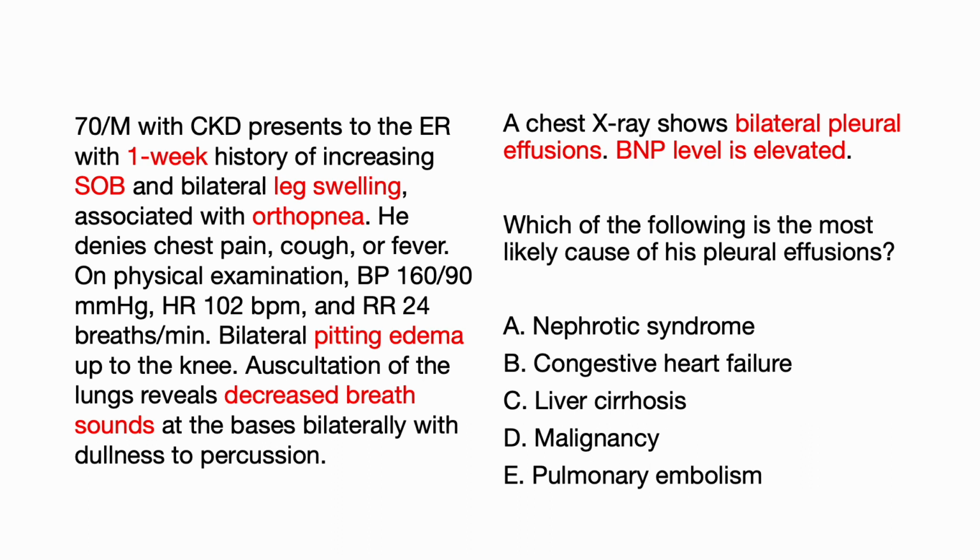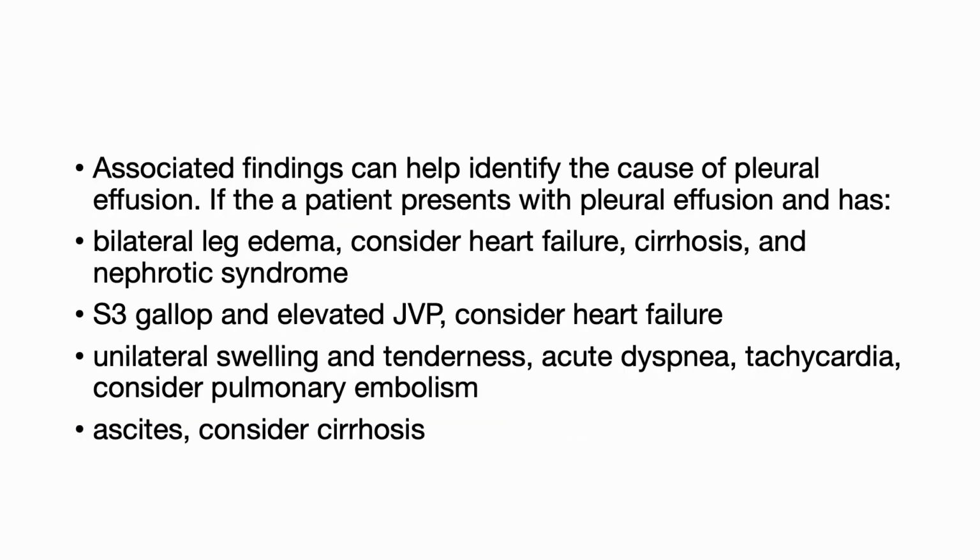While nephrotic syndrome, liver cirrhosis, malignancy, and PE can also cause pleural effusions, the clinical picture of fluid overload, evidenced by bilateral edema and effusions, as well as orthopnea, along with an elevated BNP, is most consistent with CHF. When dealing with questions on pleural effusion, look for associated findings. This can help identify the cause of the pleural effusion.